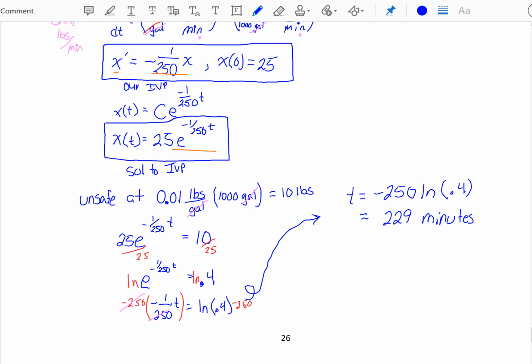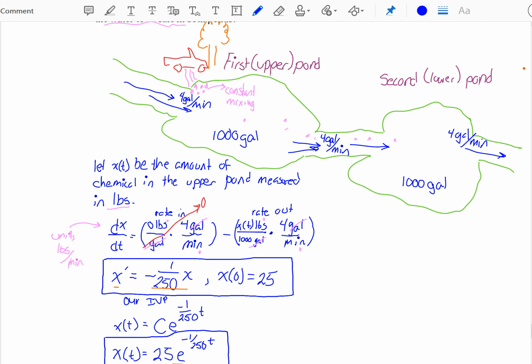Now, if it feels weird to say 229 minutes, let's divide this by 60 and say it'll take about 3.8 hours for the pond to be safe for the fish. Okay. Now let's think about the lower pond. It takes 3.8 hours for the upper pond to be safe. How long for the lower pond?